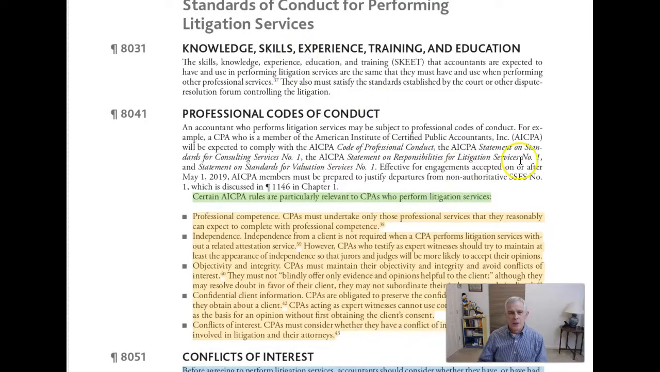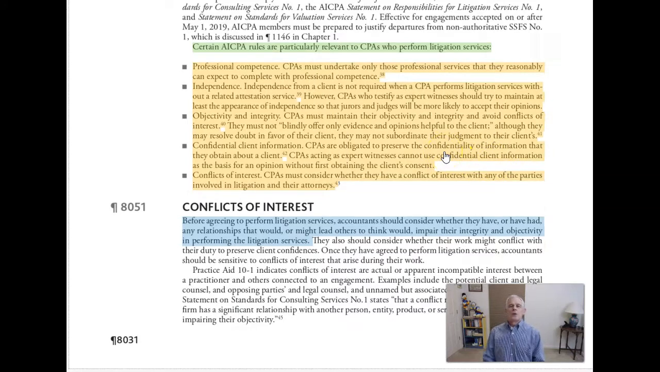Read through this, of course, and we have some AICPA, of course, that's the American Institute of Certified Public Accountants, and they say here are some rules that are relevant to litigation services. So professional competence, of course. Independence. You must be independent. For the party you're working for, you must have an independent attitude and be viewed as independent. So you cannot be a relative or things like that. Objectivity and integrity. That's a must-have. If the judge or jury is to believe you, you must appear objective and have integrity.